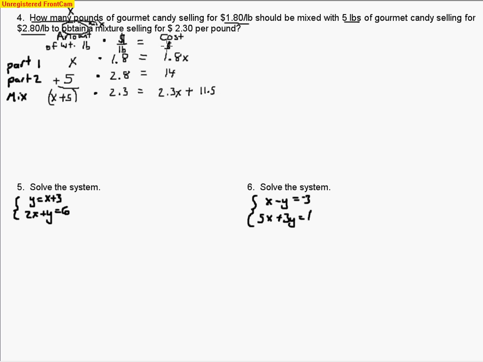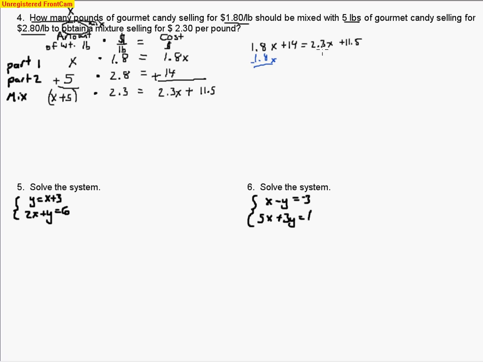So just like before, we're going to take the cost of these two. This is cost of part 1, cost of part 2. They add together to make the final cost. And then from there we'll be able to solve because we'll just have one unknown. So it's just going to be 1.8x plus 14 equals 2.3x plus 11.5. And then from there we're ready to solve. We'll just do some opposite operations, isolate the variable. So let's go ahead and bring the variables over to the right-hand side this time.